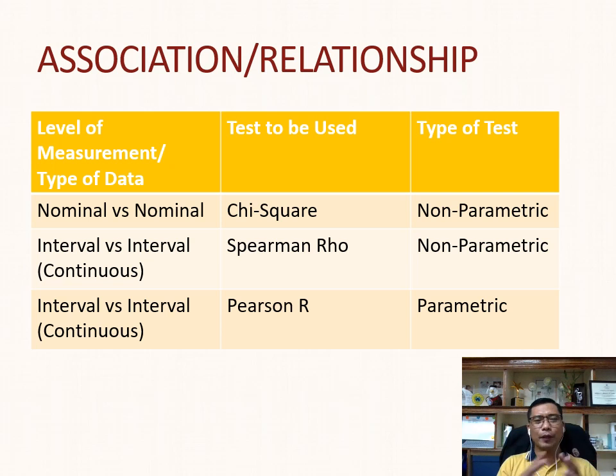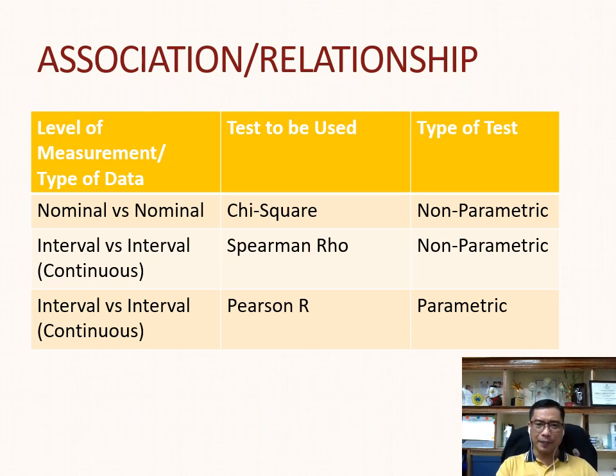How about association or relationship? Your question is, is there a significant relationship? Is there a significant association between one variable and the other? Then you would be looking into the level of measurement or the type of data. If you have both nominal versus nominal, whether gender has something to do with religion, both of them being nominal data, then you would be using chi-square.